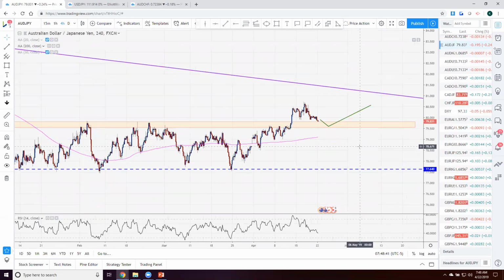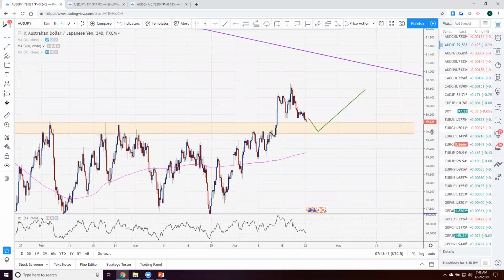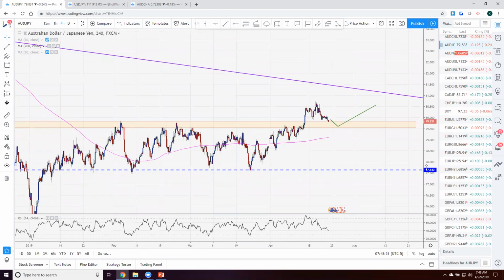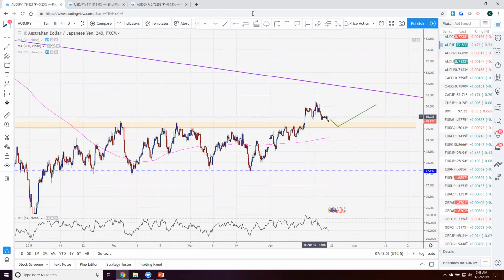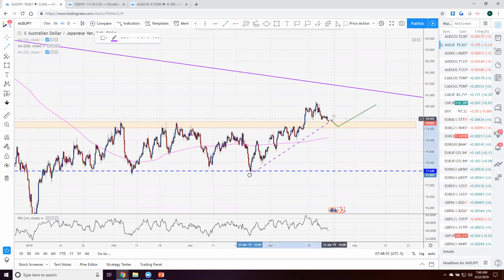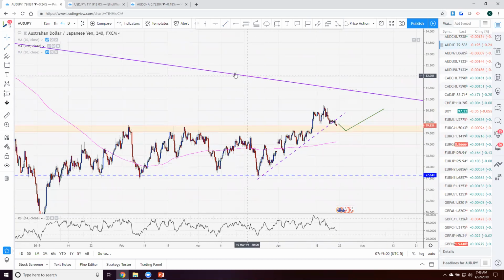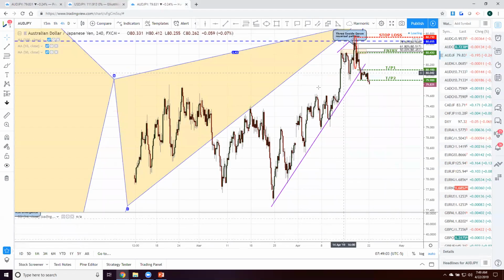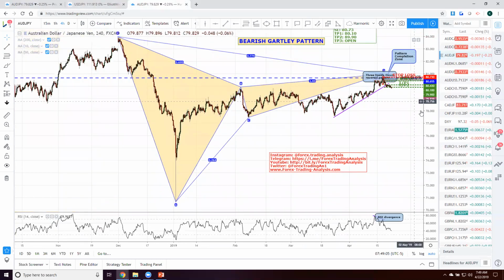So you'll want to watch price action here at this support zone to see if you get any bullish price action or not. Otherwise, we could be looking for a continued move lower as we've broken the trend line. And we currently have a position in the Aussie yen short.